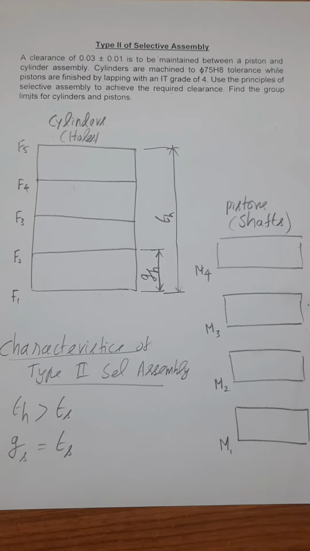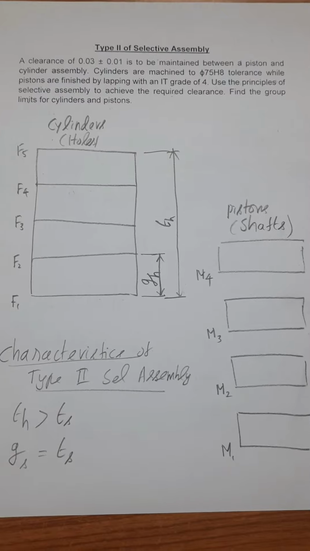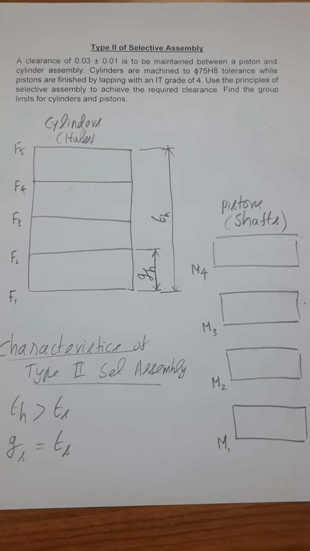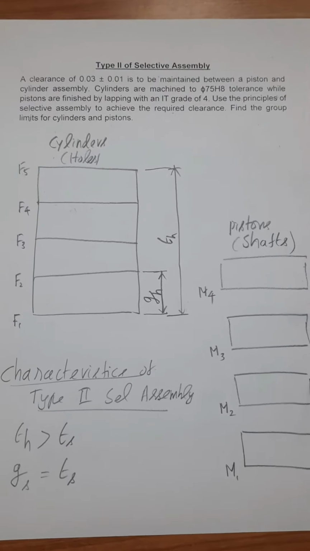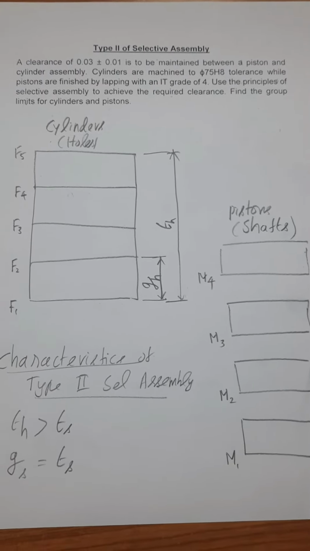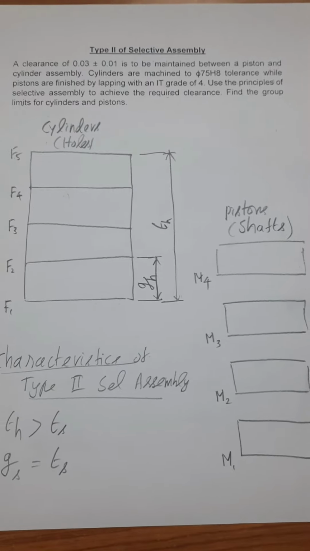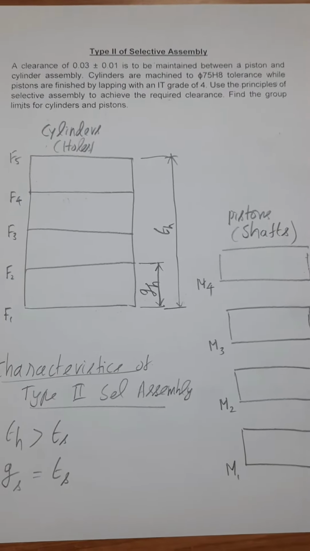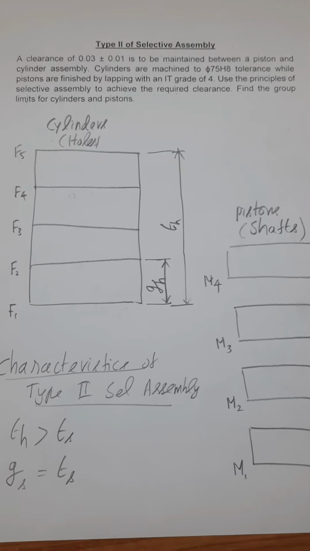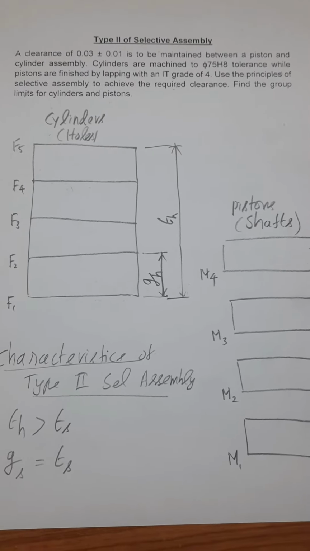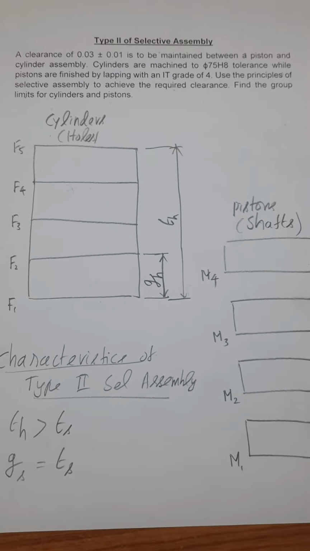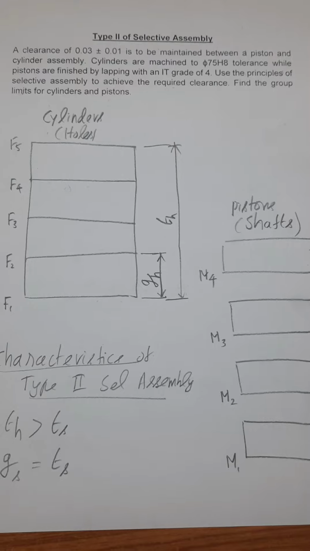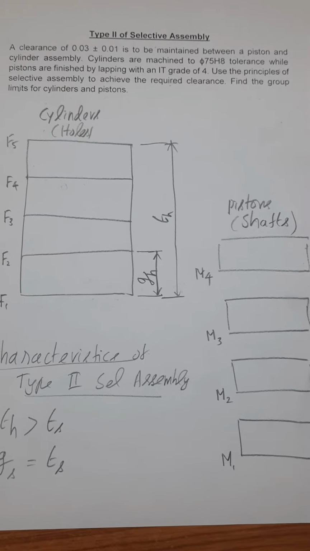Dear students, we will discuss the second type of selective assembly in this session. Let us find the solution of the problem shown here. A clearance of 0.03 plus or minus 0.1 is to be maintained between a piston and cylinder assembly.